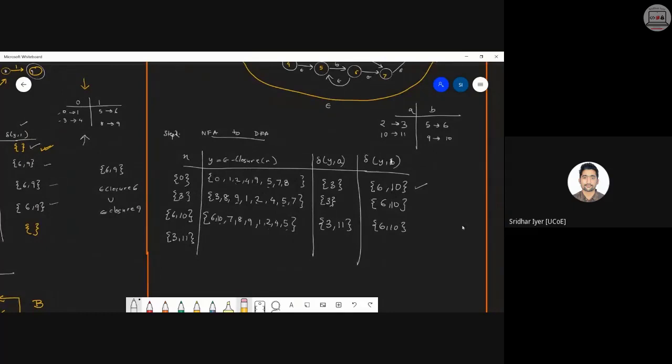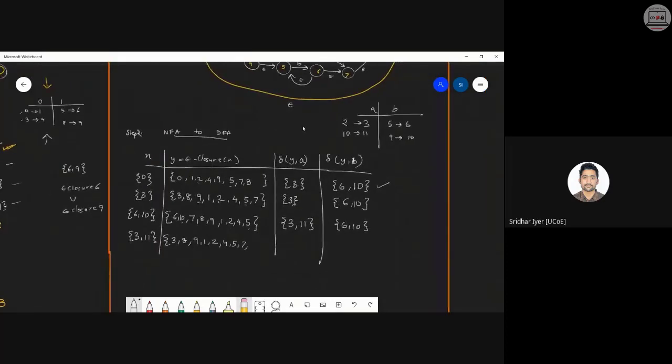Okay, so we all know what 3 comma 11 is. 3 comma 11 is nothing but epsilon closure of 3 union epsilon closure of 11. We already have epsilon closure of 3 with us, so you can simply copy it down. It is 3 8 9 1 2 4 5 7, and simply add 11 to it. Correct? Is it fine now? Everything else is going to remain the same. It is 3 and it is 6 comma 10. Yes or no?